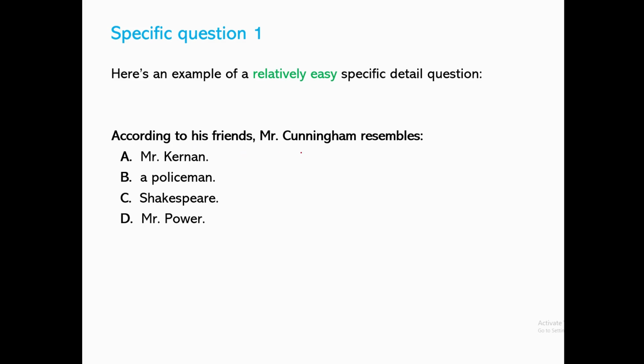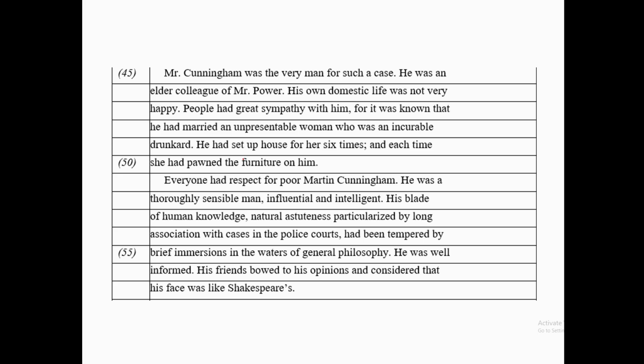According to his friends, Mr. Cunningham resembles option A, Mr. Kernan, option B, a policeman, option C, Shakespeare, or option D, Mr. Power. So let's get into the passage. Let's see exactly whom Mr. Cunningham resembles. It would be directly given in the passage. Okay, let's look at the passage.